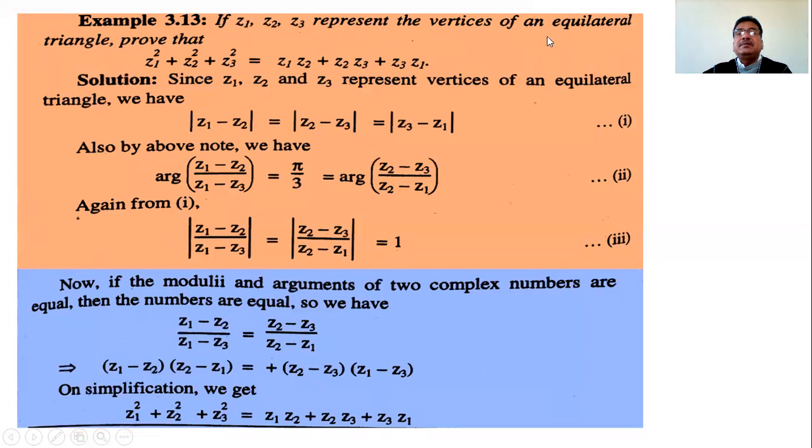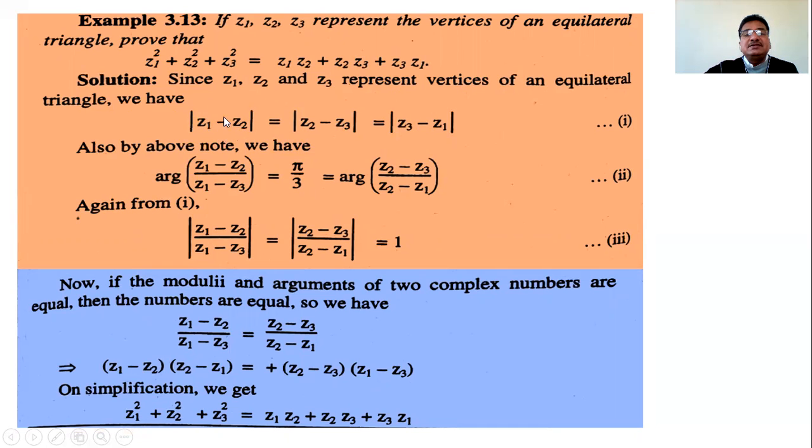Z1, Z2, Z3 represent the three vertices of an equilateral triangle, and then prove this. These Z1, Z2, Z3 are the vertices of an equilateral triangle, which means mod Z1 minus Z2, what does mod Z1 minus Z2 mean? The distance between Z1 and Z2, the distance between Z2 and Z3, and the distance between Z3 and Z1, and these three are the same because these are the vertices of an equilateral triangle. Equilateral triangle means what? All sides are the same.